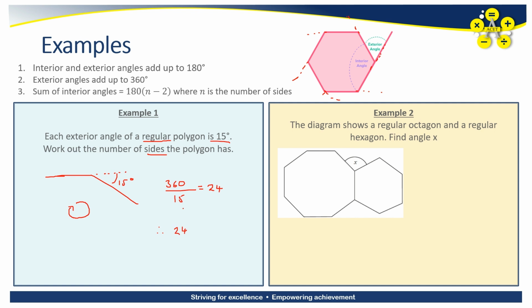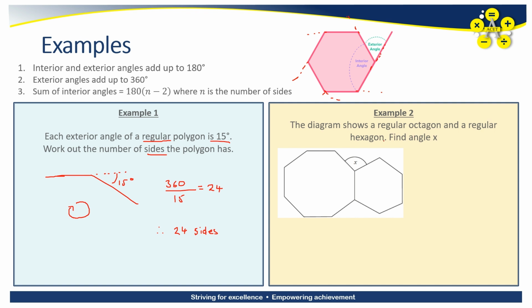So work out the number of sides the polygon has. We've got 24 sides. Now this also works for if I know the number of sides, can I calculate the angle? Because if I know the number of turns and all of them are regular, then I can just divide by the number of sides to find out the angle. So it works vice versa.